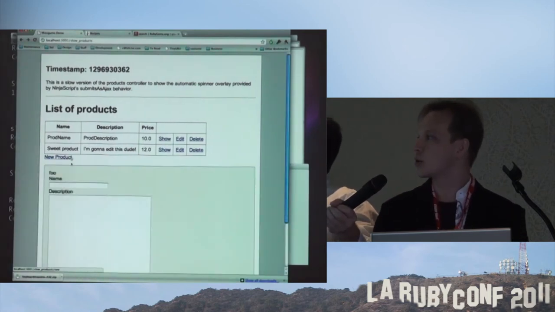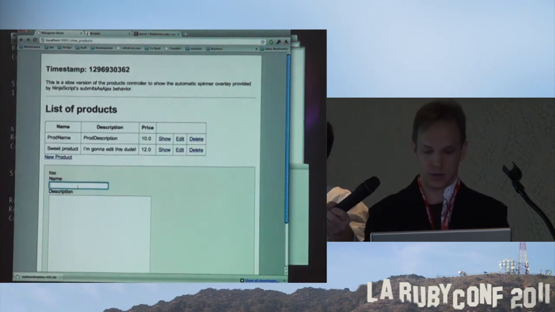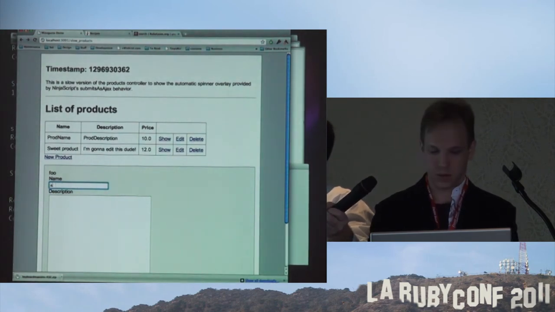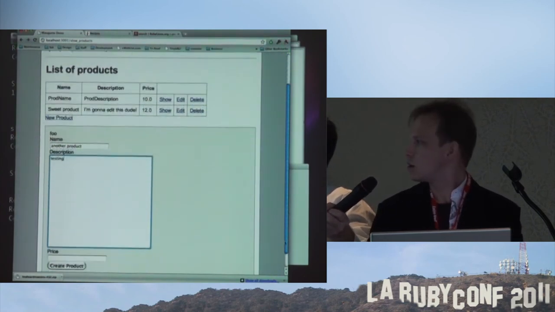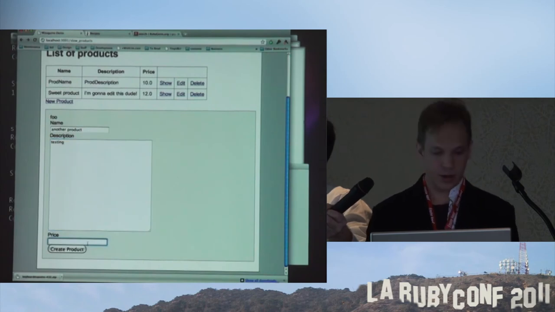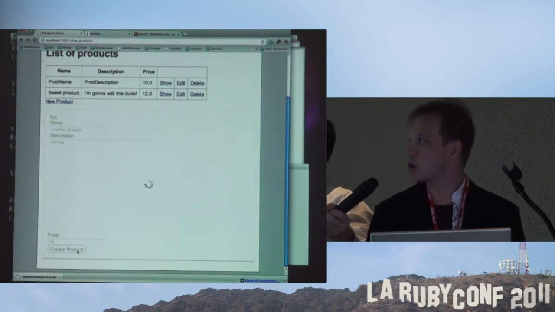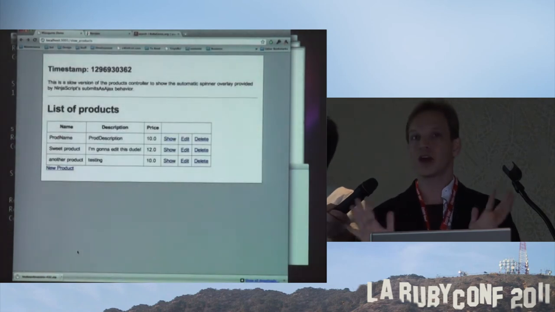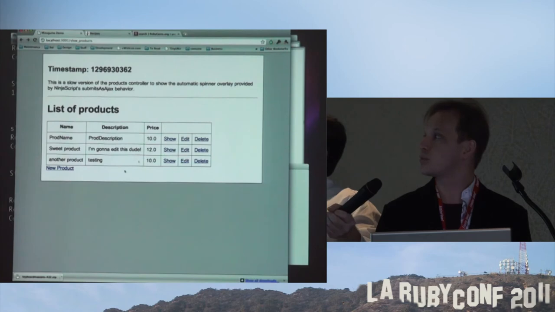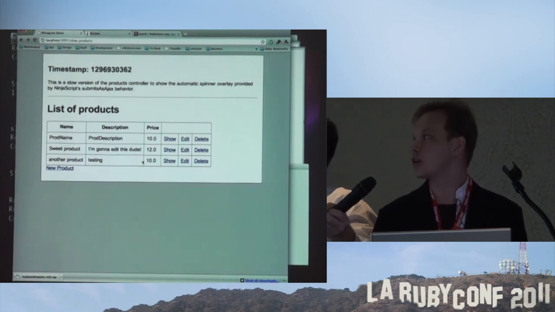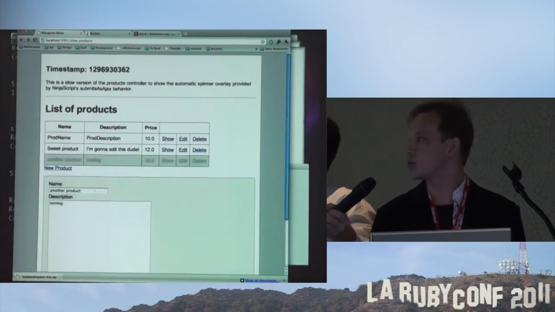So I'm going to bring up a new form here. Product. And we're just going to simulate the server taking a while to get back to us. And it's just going to automatically pop up a spinner for us. You haven't had to do anything. Submits as Ajax does that for you by default. You can have it place the overlay anywhere you want, but by default it does it on top of the form. Same with edit.